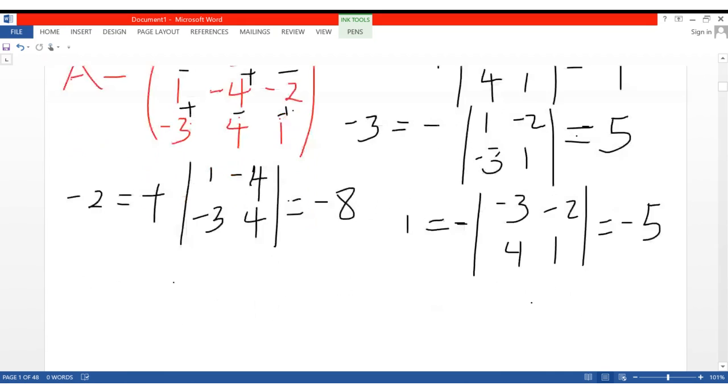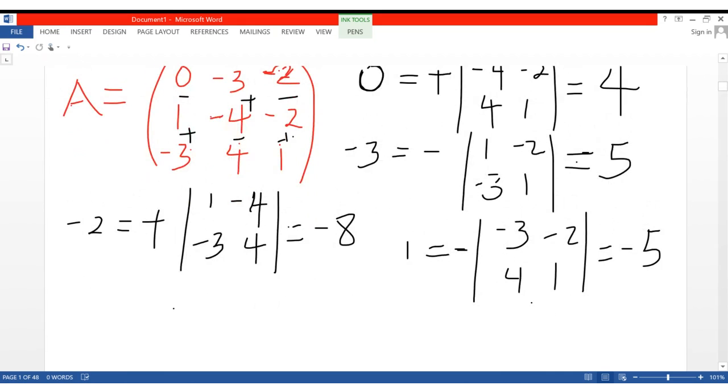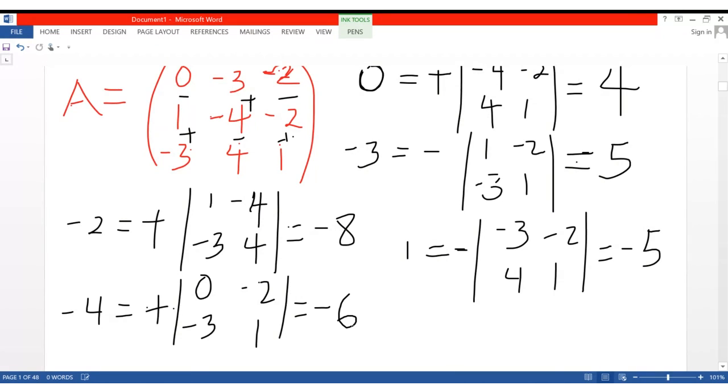We are on the second. So we go to element negative 4. Here the sign is positive. When I block, I will remain with 0, negative 2, and then negative 3, and then 1. If I do that one, I'm getting 0 minus 6, so it will remain as negative 6 because the sign is positive.